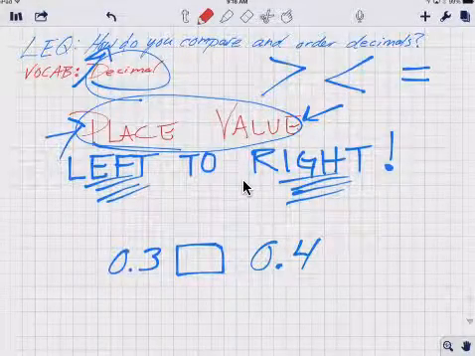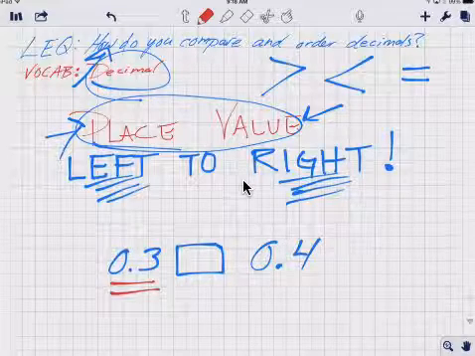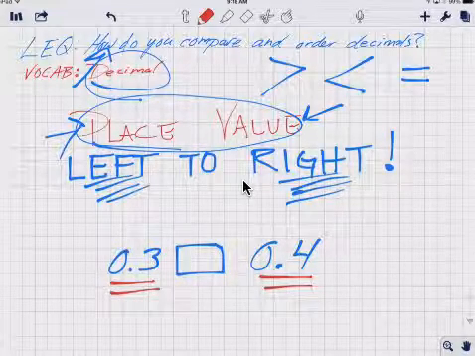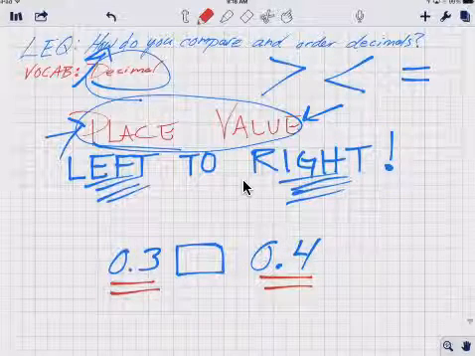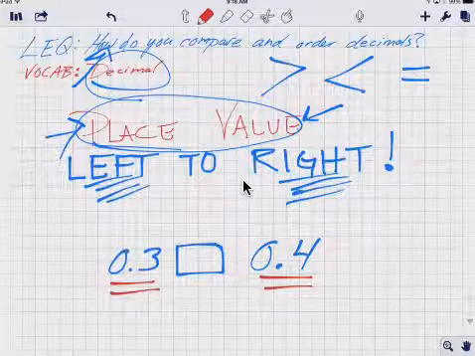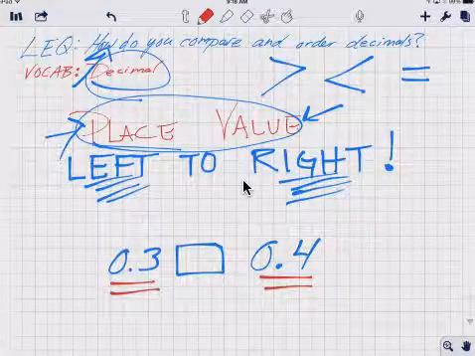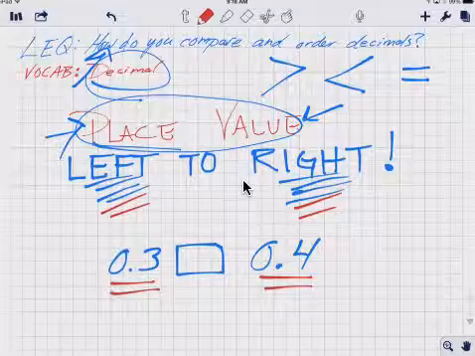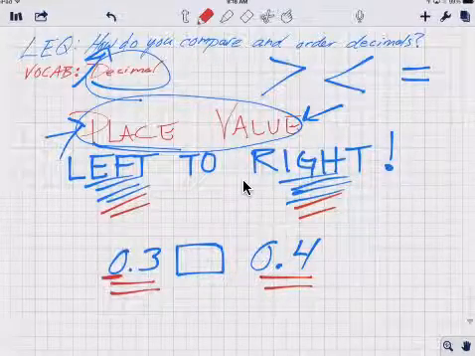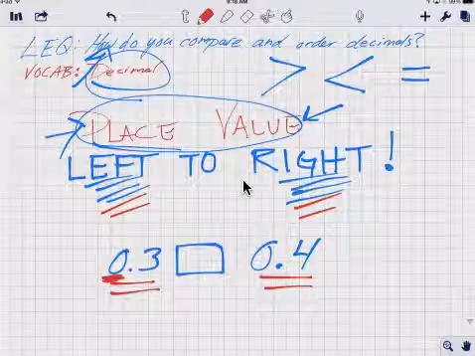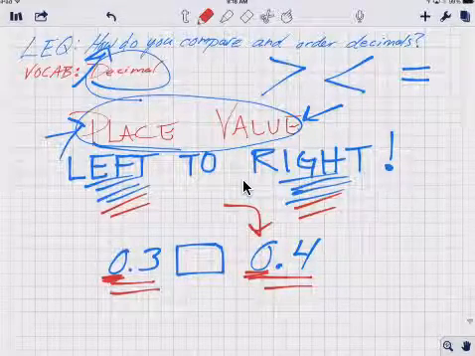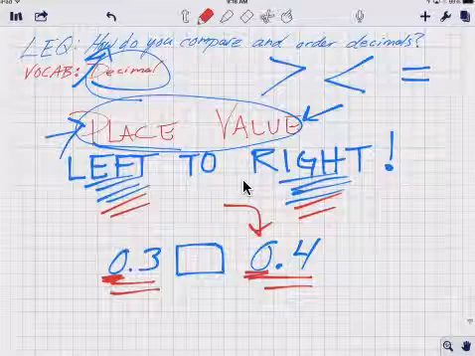We have 3/10 on this side, 4/10 on this side. Now this one looks easy. When we're looking at it, we see a 3, we see a 4. It looks like a 4 is bigger, but you need to think a little bit deeper. Let's look at each of the place columns to make sure that they are equivalent to each other and move from left to right. So here we're going to start. In the ones place, we have a 0. Look at the other side. In the ones place, we have a 0. So far, so good. They're both equal.